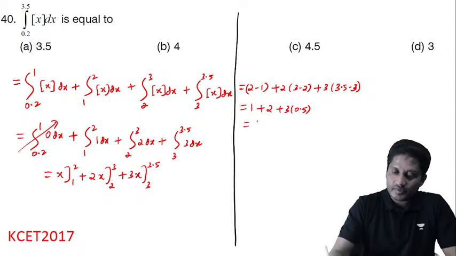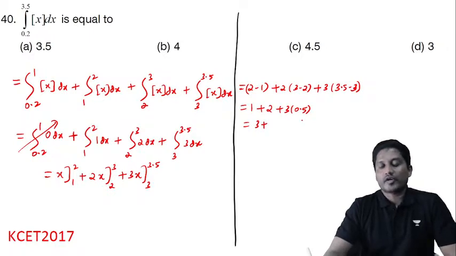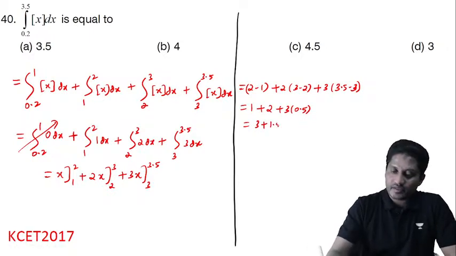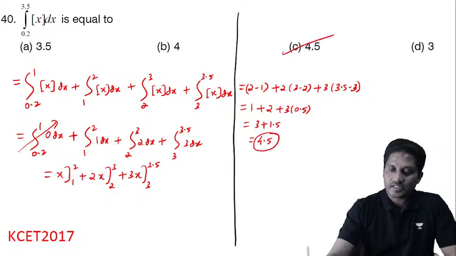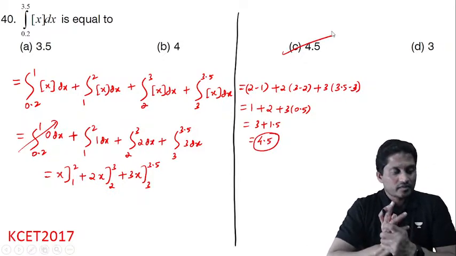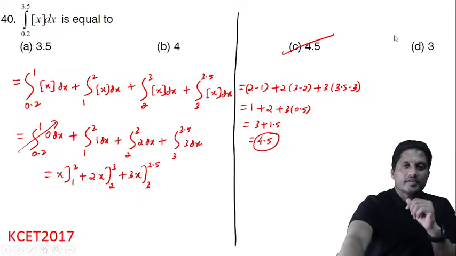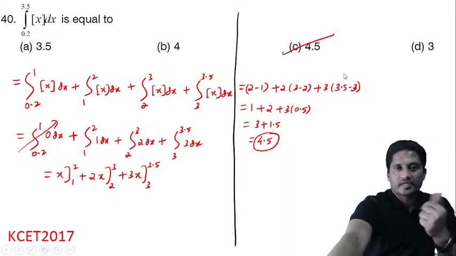So this is 3 plus 3 into 0.5, which is 1.5, that is 3 by 2. I'll get 4.5. That's the answer, guys. Answer is option C. Usually box function and all they ask in JEE Main, but you never know, KCET level nowadays they have increased.